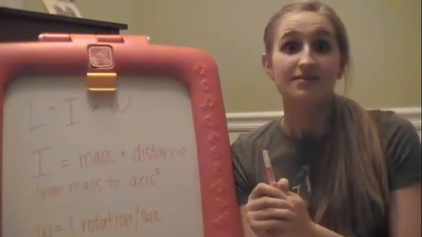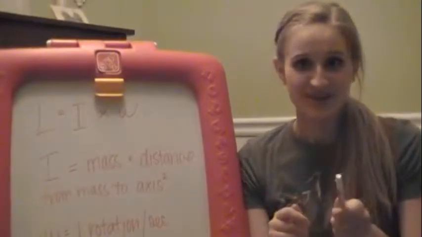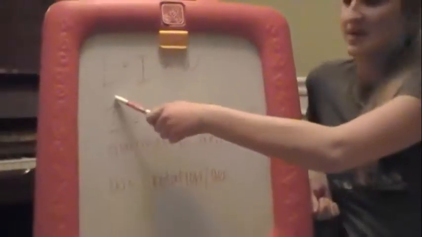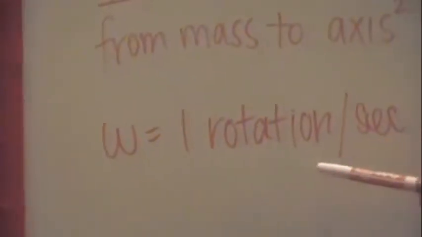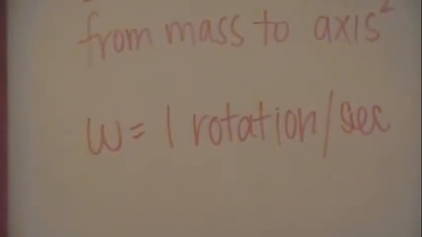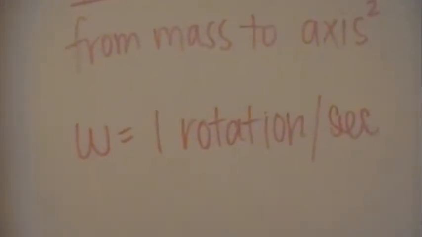We're going to be calculating the angular momentum of her first pirouette, and the formula that we're going to use for that is angular momentum equals moment of inertia, or rotational inertia, times the angular velocity. We already know what her angular velocity is, which is 1 rotation per second, which means that she did 1 pirouette in 1 second.